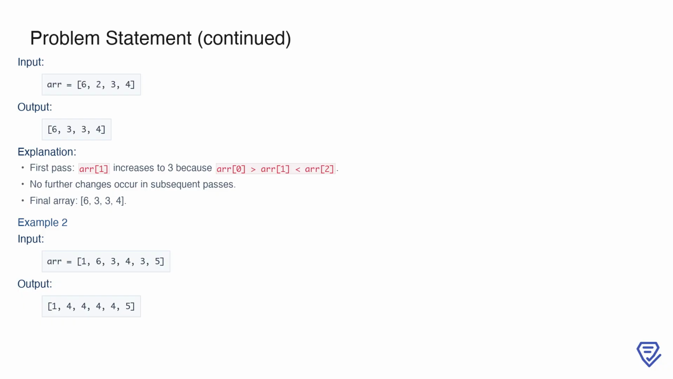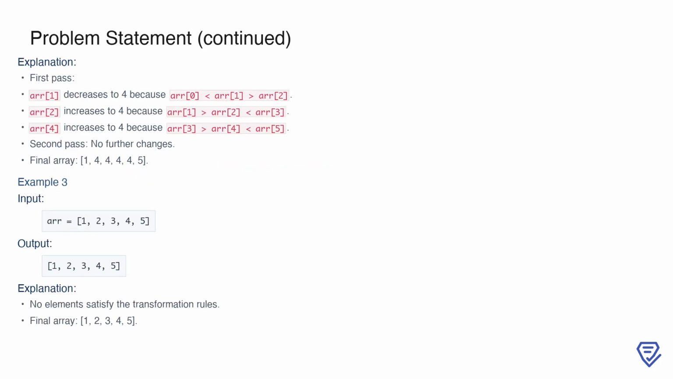Another example is the array arr equals 1, 6, 3, 4, 3, 5. Here, in the first pass, several transformations occur. arr[1] decreases to 5 because arr[0] < arr[1] > arr[2]. arr[2] increases to 4 because arr[1] > arr[2] < arr[3], and arr[4] increases to 4 because arr[3] > arr[4] < arr[5]. After these changes, a second pass is made, but no further transformations are needed, so the process stops. The final array is 1, 4, 4, 4, 4, 5.